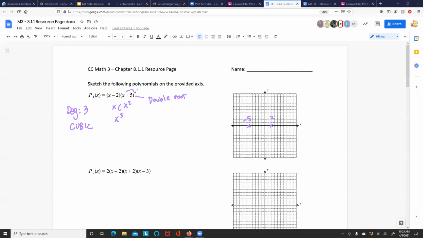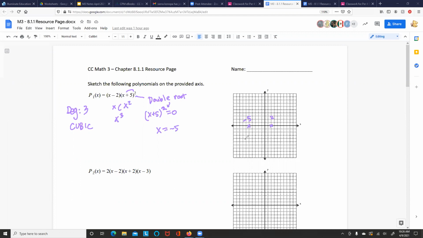Why is this one a double root? Because it's squared, right? So if it's squared, it counts as a double root. Remember what happens on a double root? We did this when we did your parent graph toolkits. That was like chapter 2. Remember, it should bounce off this point. And when I solve this for x, I get x equals -5. It should bounce off that point.